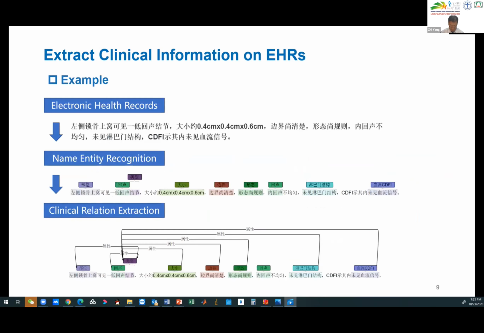Here is an example. For a sentence from an ultrasound report, we do named entity recognition and clinical relation extraction. We can output a graph like that, which describes the structural information of the sentence.